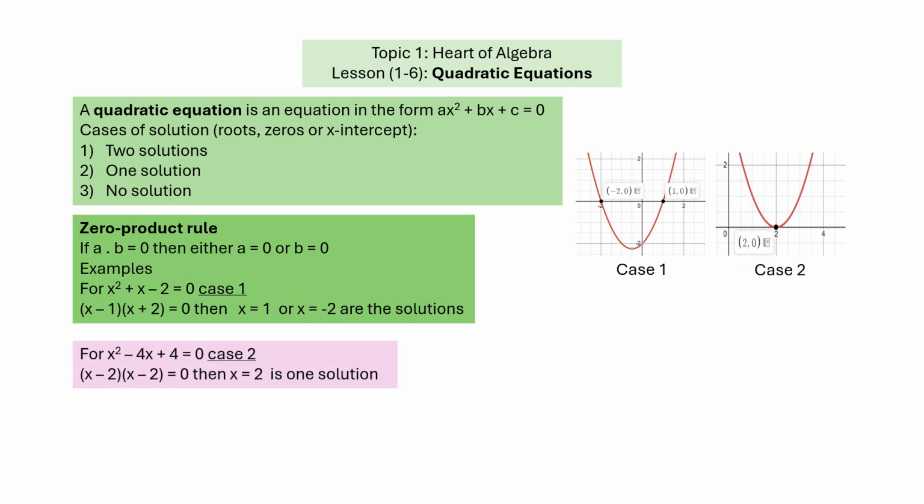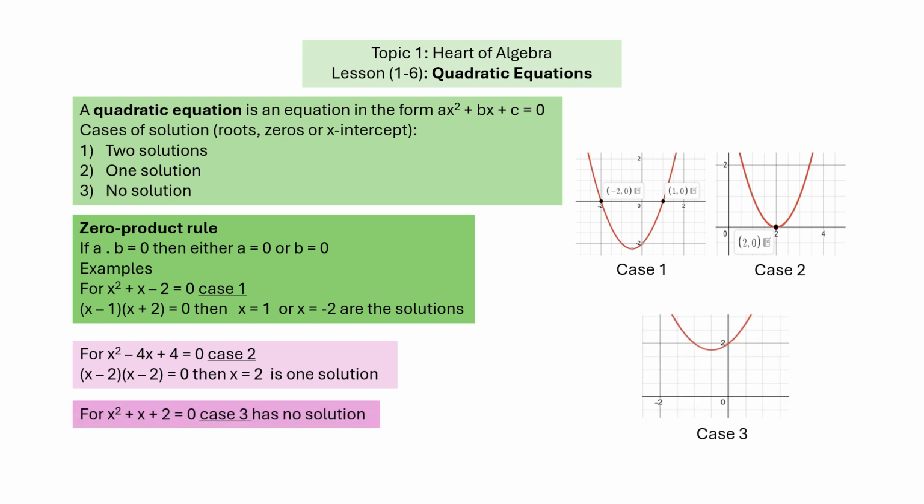Case 2, one solution: the curve touches the x-axis, as you see in case 2. In this case it will be the same bracket, (x minus 2) times (x minus 2). When you factor, you get the same bracket, a perfect square. You can write it as (x minus 2) all squared. So equate the base to 0, x minus 2 equals 0. So the solution is x equals 2, as you see in the graph.